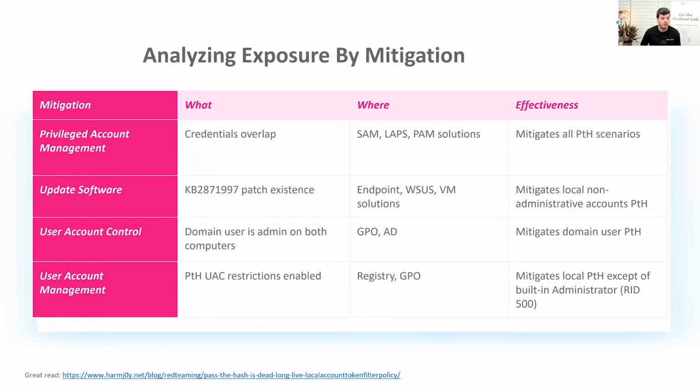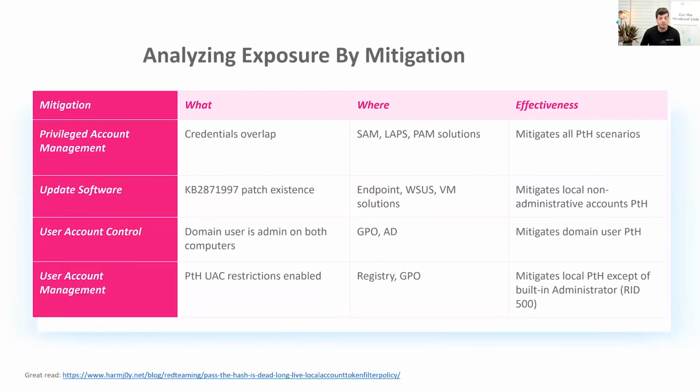You could go with the user account control mitigation, which is aimed more at domain users, but it could be easily checked by checking the Active Directory and the GPO to see if there are users that have administrative access to multiple systems, where the same user has this administrative access to both of them, and maybe you should consider focusing on that mitigation as well.